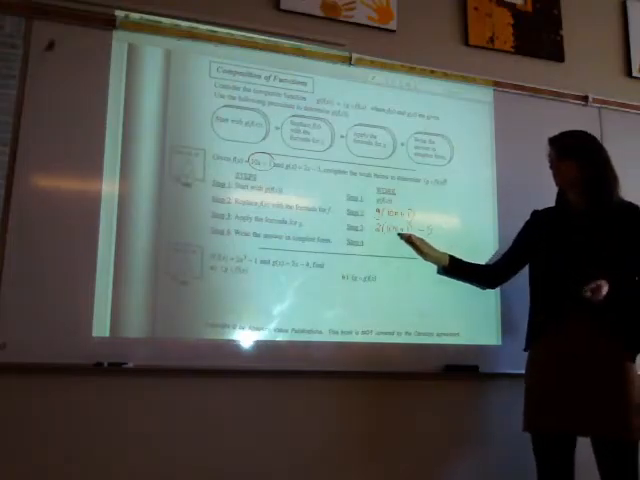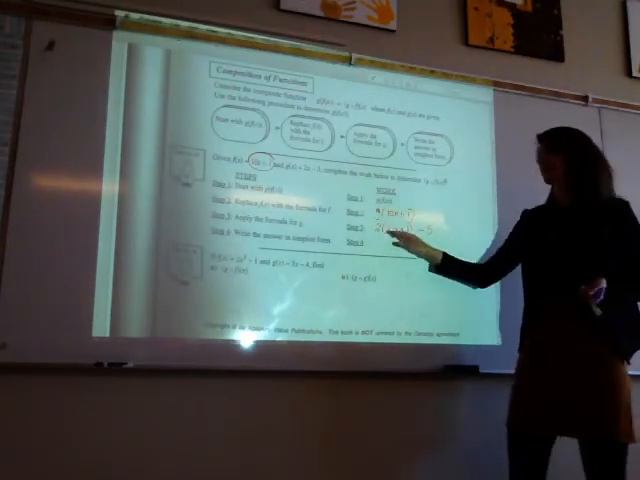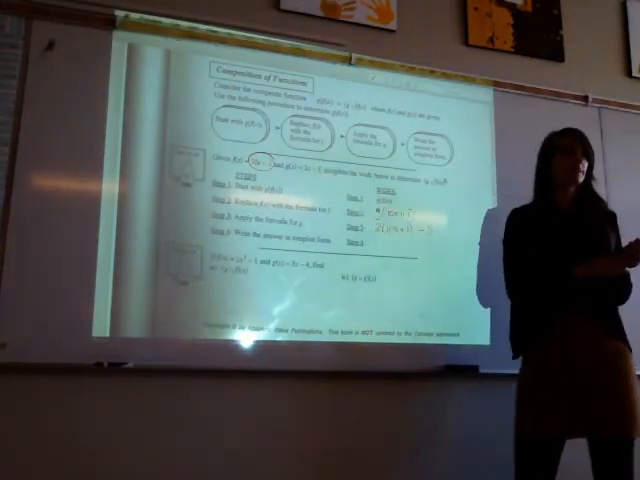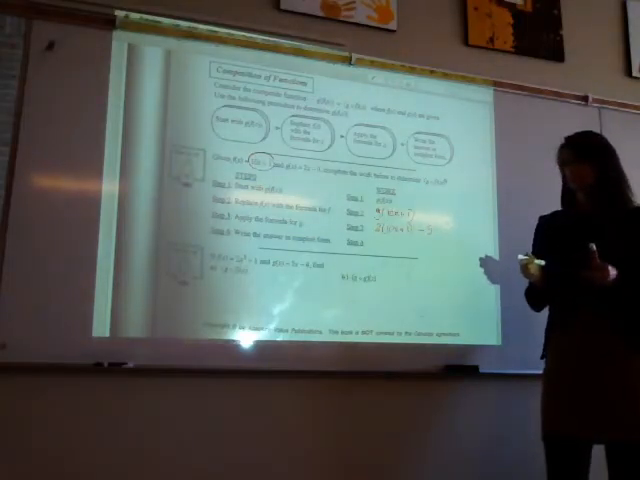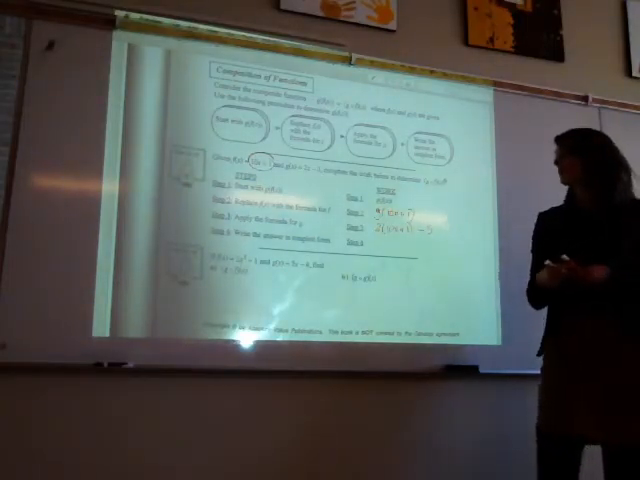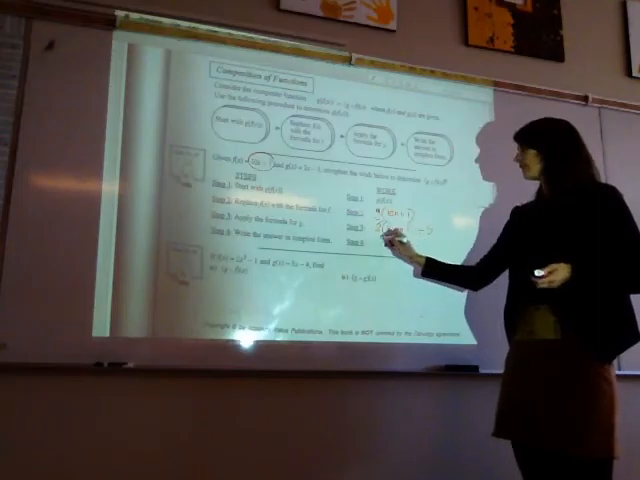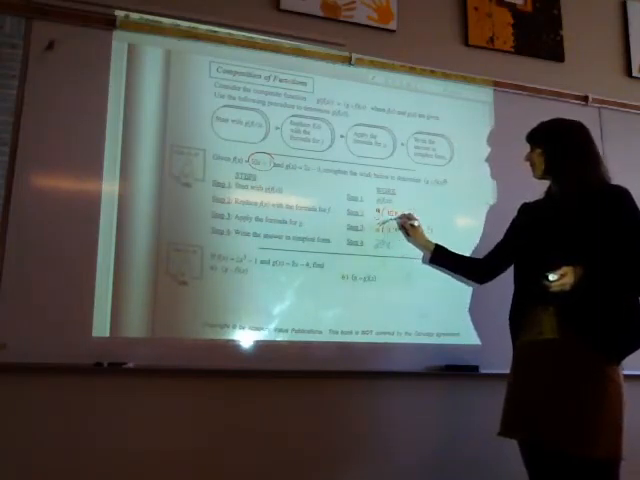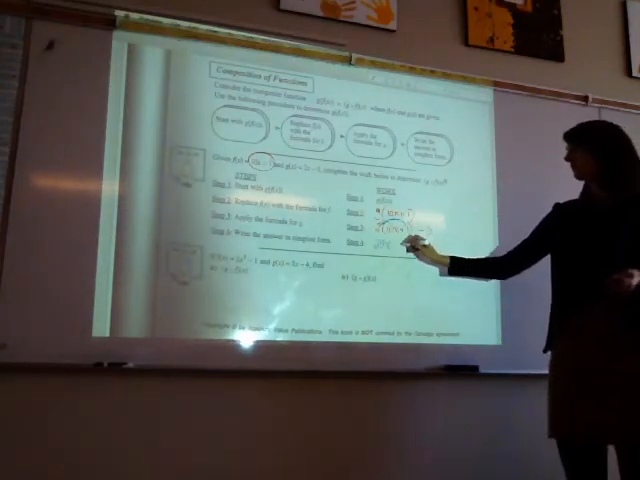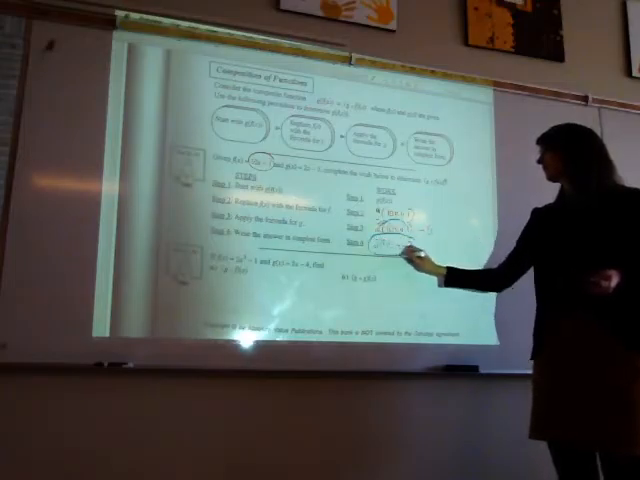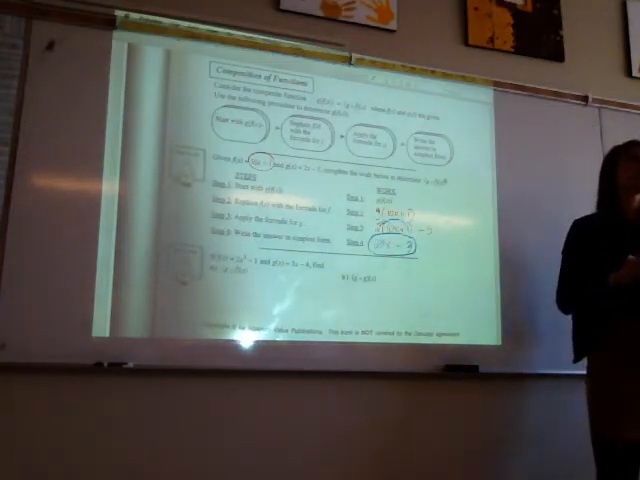Sometimes people just sub f of x in, and then they forget about that last little constant. And then we just have to expand and simplify. Okay, so we get 20x plus 2 minus 5 is minus 3. So 20x minus 3.